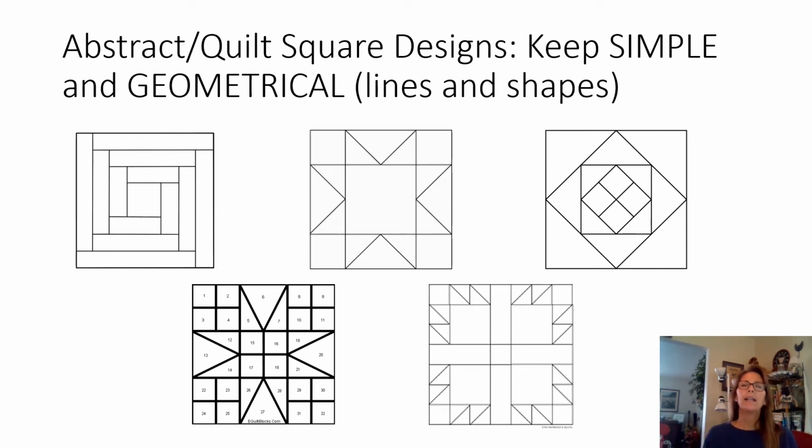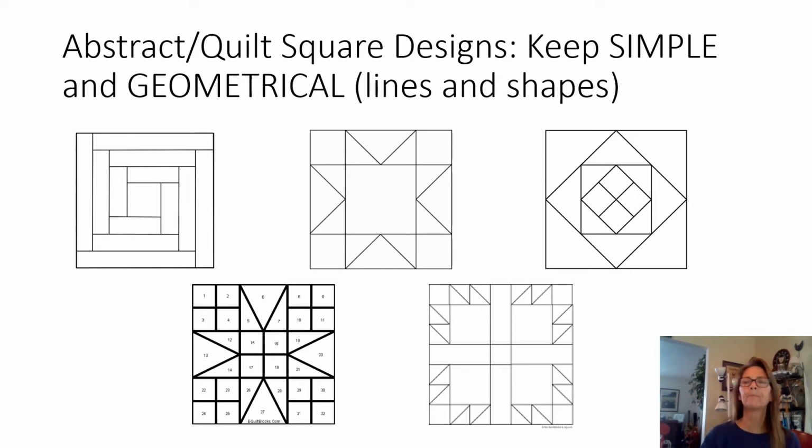Abstract quilt square designs, keep it simple, keep it geometrical. These are all examples of basic quilt squares. We've done these in the past. I don't want you to get more than 20 pieces, sections. So remember that. I mean, you can if you want, because you're actually not going to be cutting all this out in glass. But these 2 down here at the bottom, 2 examples, there's a lot of pieces in there. If you want to do a design like that, that's great. But I would keep it more simple like the ones on the top.